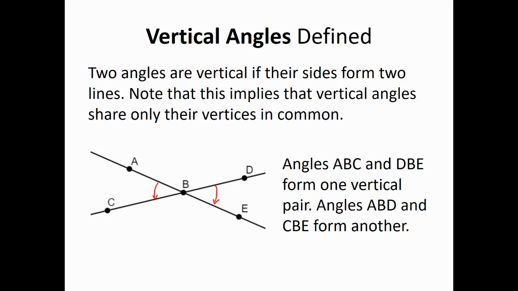Notice that there will also be another pair of vertical angles. And I will use a double arc in this case to indicate which two angles I mean. We also have the vertical pair ABD and CBE. And let me emphasize this: the way that you get vertical angles is that you intersect a pair of lines, and the two angles that are vertical are the ones that lie opposite one another when you do so.